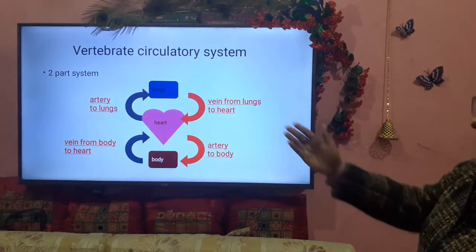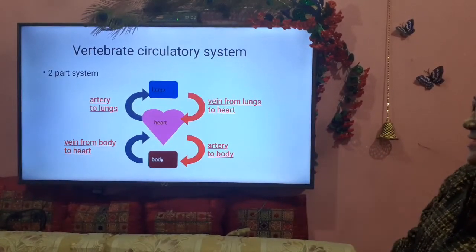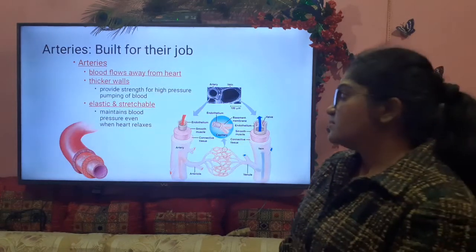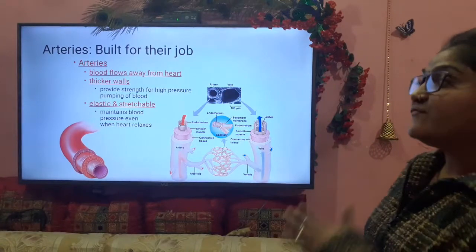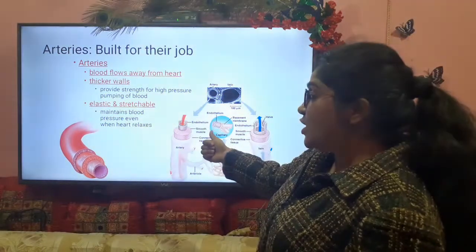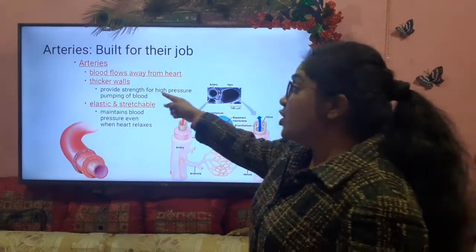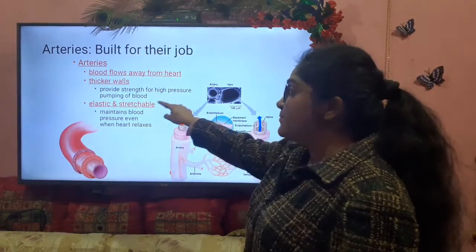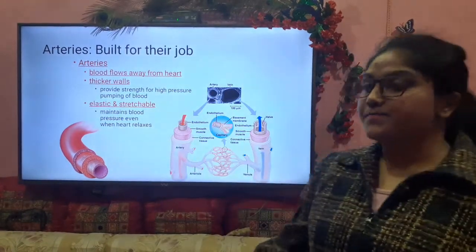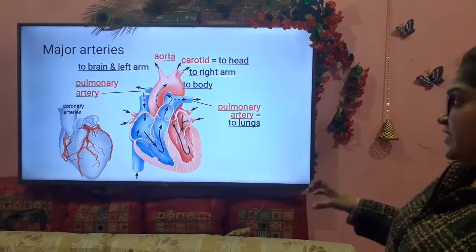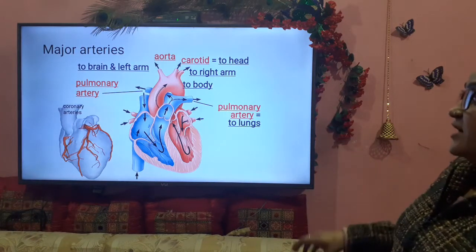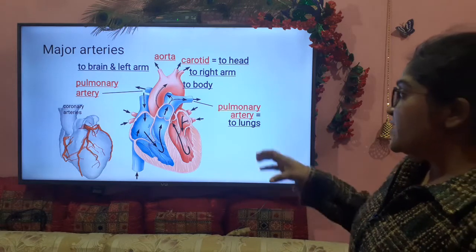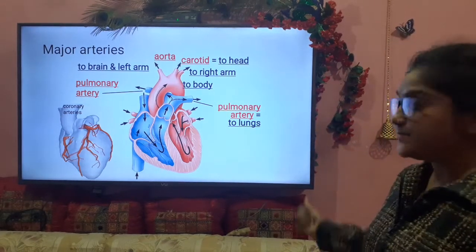Vertebrate circulatory system, a two-part system that we already discussed previously. Arteries: blood flows away from the heart and they have thicker walls. Why are they thicker? Because they provide strength for the high pressure and pumping of the blood. Major arteries: the pulmonary arteries. Pulmonary arteries carry deoxygenated blood from the heart to the lungs.